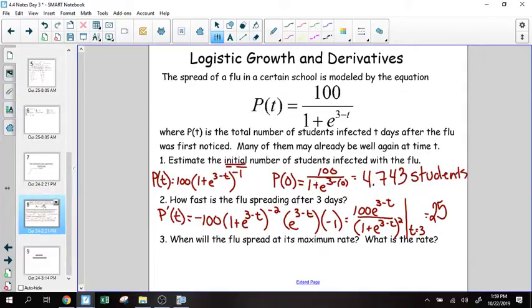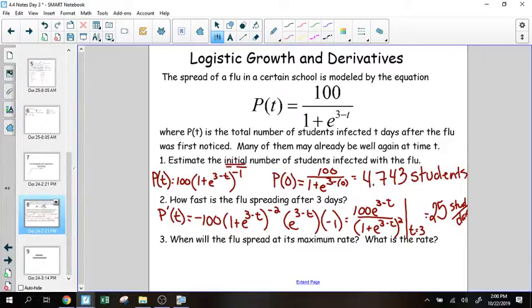So think about what the rate is. The rate is always going to be the function's units over the time, right? So our function is in students. Our time is in days, which means the rate of change would be in students per day, right? 25 students per day is the rate we are changing on day 3. Any questions on that one?